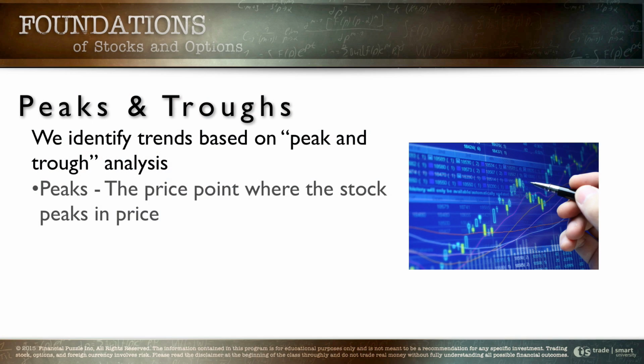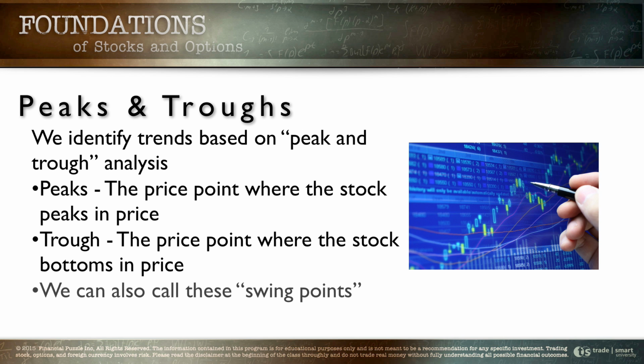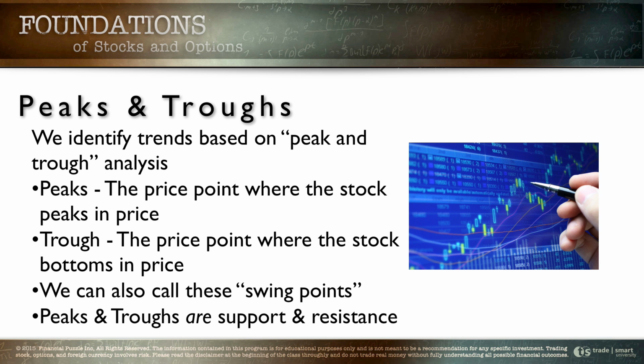It's really going to come down to a terminology that we call peak and trough, or peak and valley. The idea is that we've got a price peak and we've got a price bottom, and we call that a valley or a trough. So we identify trends based on the peak and trough analysis. A peak is the price point where a stock peaks in price, and the trough is the price point where a stock bottoms in price. That is your peak and trough concept here. We can also call these swing points. That's a common terminology that we use.